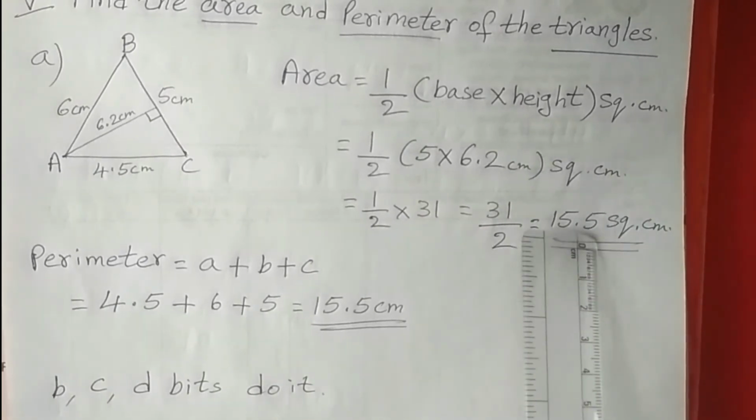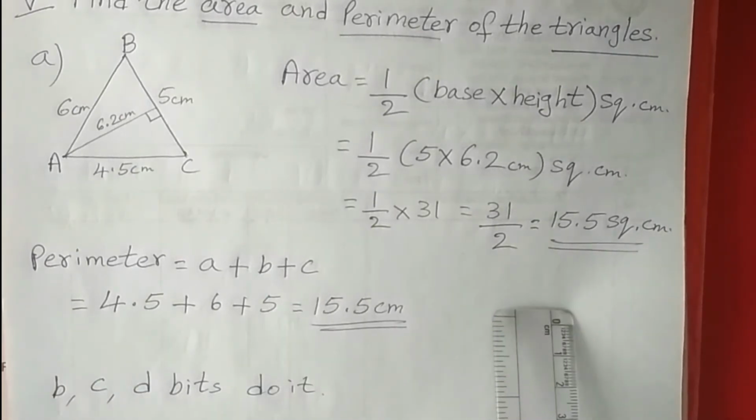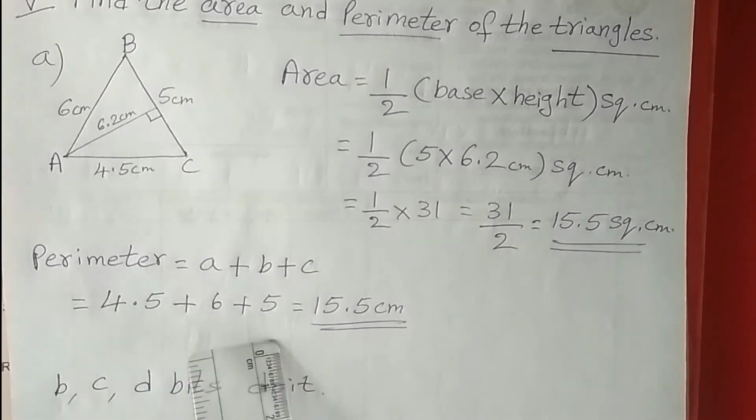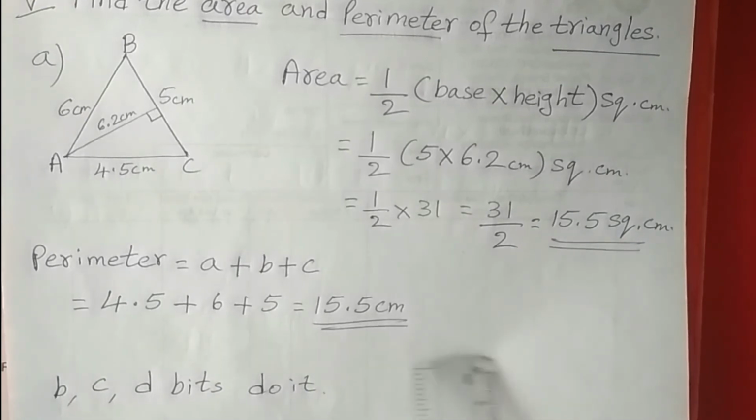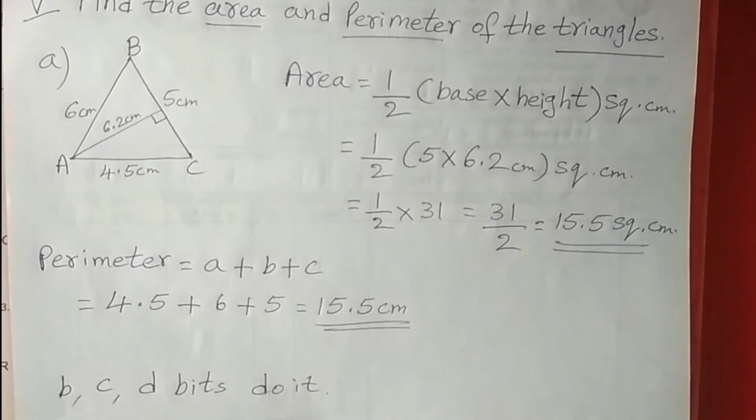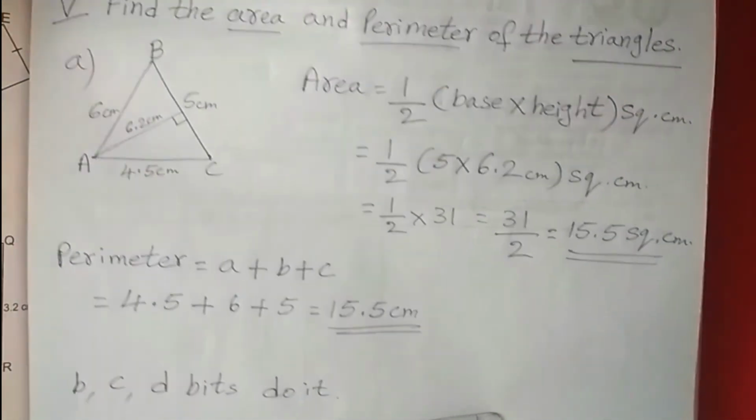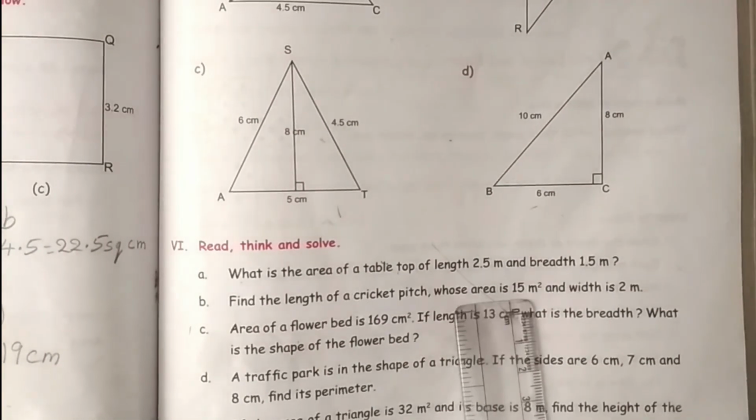Now find out the perimeter of the triangle. A plus B plus C is the formula, right? So 4.5 plus 6 plus 5 is equal to 15.5 centimeters. Likewise, you do for B, C, D bits. You do it on your own. Okay. Now we shall see the read, think and solve.